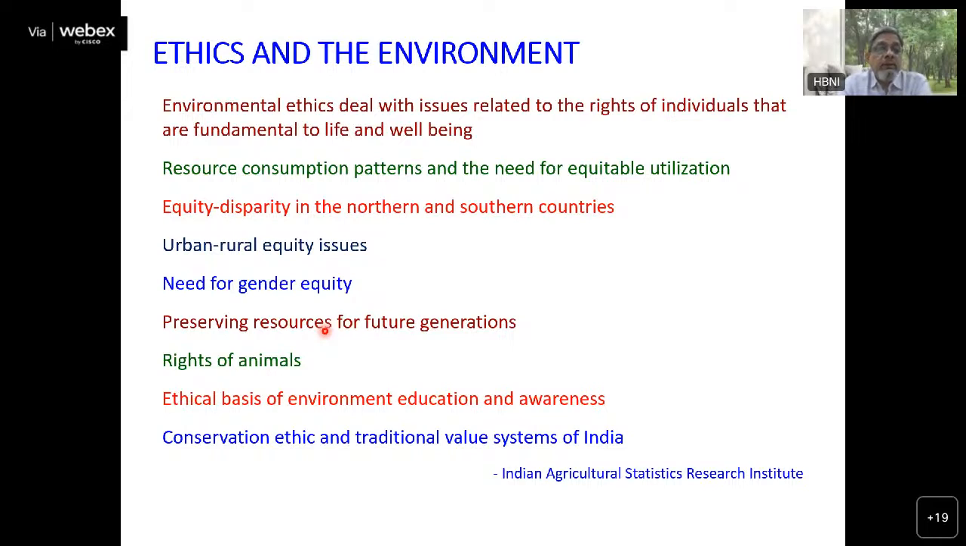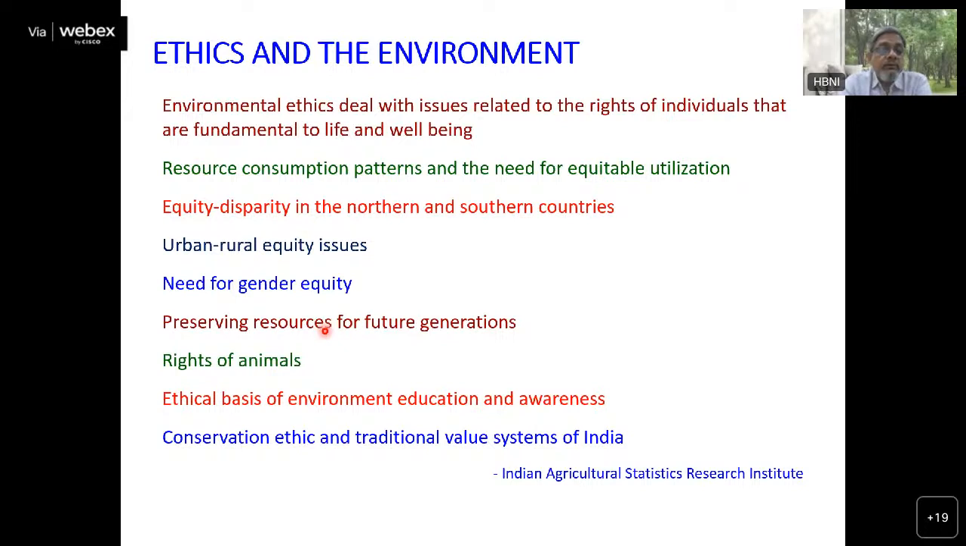And the problem is at this point of time, some set of people can get advantage by clearing certain forests, but then what will happen to the future generations? They are not bothered. Then you have rights of animals. Okay, this is also an issue where animals have to be treated ethically and in the proper manner. And then you have also the issue of environment education and awareness and how ethics can be introduced in these two subjects.